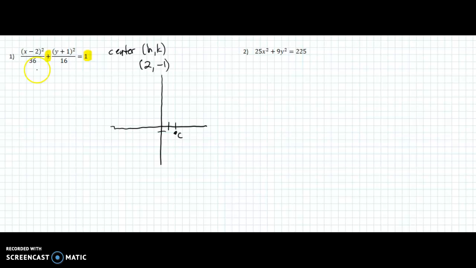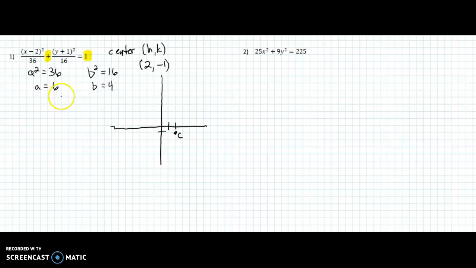Okay, now we have an a value, a b value, and c value for the ellipse. The a value is the biggest denominator. So it's not the first one, it's just the biggest one. So in this case, 36 is bigger, and that is a squared. And that makes b squared 16. And so a is 6, and b is 4.